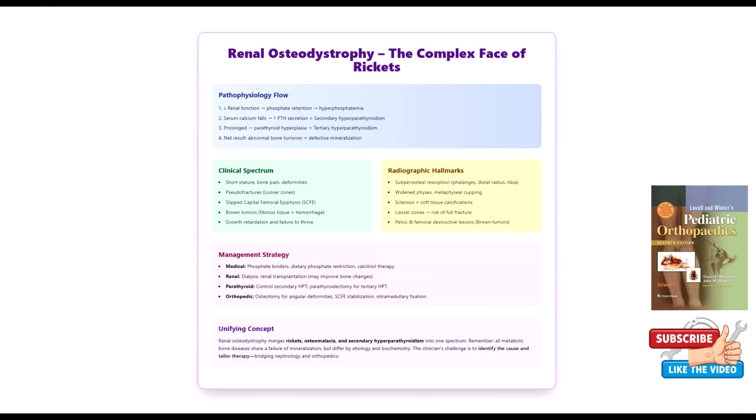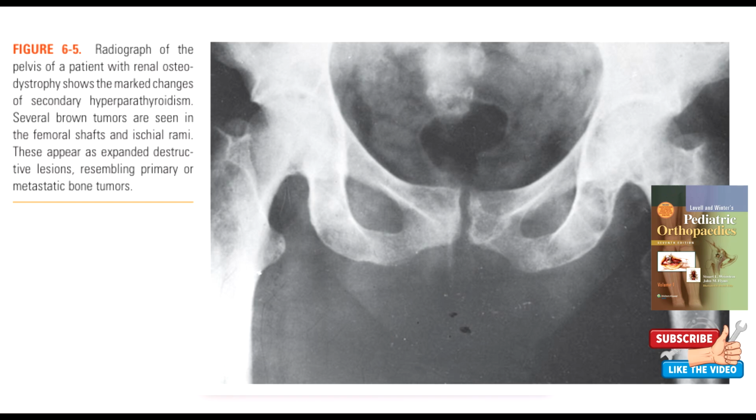One hallmark is the formation of brown tumors, which are expansile, destructive bone lesions that resemble neoplasms but actually represent areas of intense bone resorption, replaced by fibrous tissue and hemorrhage. Look at Figure 6-5. Here in the pelvis, you can see the destructive changes in the femoral shafts and ischial rami, appearing much like metastatic lesions, but in fact due to secondary hyperparathyroidism.